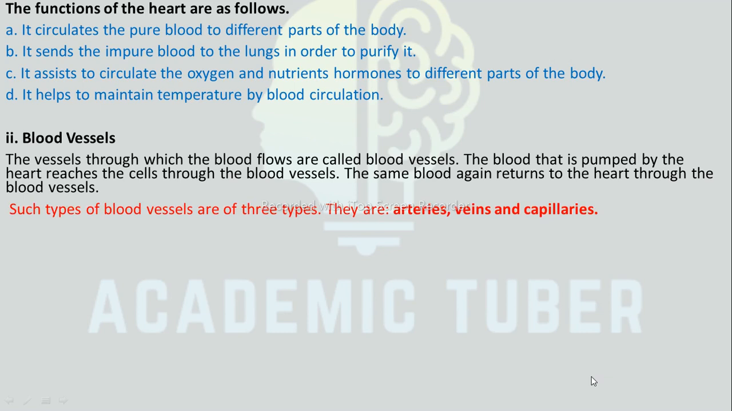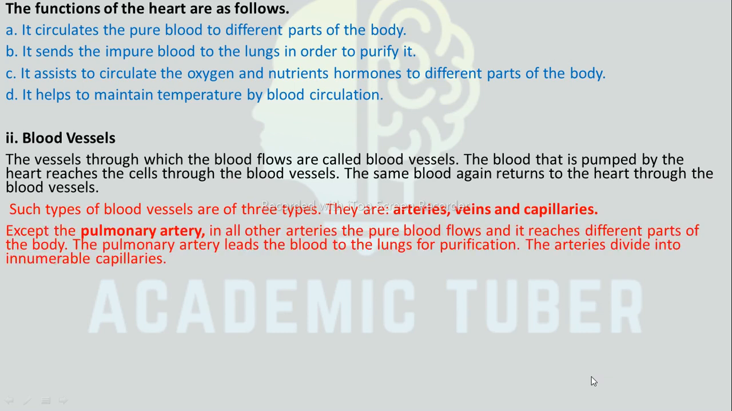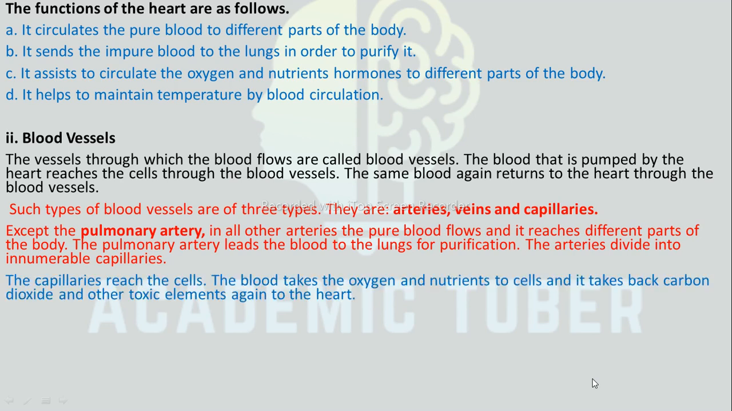Such blood vessels are of three types. They are arteries, veins, and capillaries. Except the pulmonary artery, in all other arteries pure blood flows and it reaches different parts of the body. The pulmonary artery leads the blood to the lungs for purification. The arteries divide into innumerable capillaries. The capillary reaches the cell.